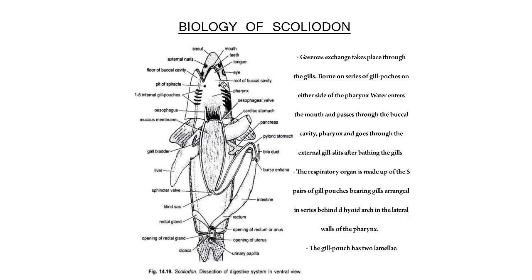So you will see that from the mouth, it moves into the buccal cavity, which is the floor of the buccal cavity, then into the what? Into the pharynx, and this leads to the what? To the pair of gill pouches. And the gill pouches are found behind the hyoid arch in the lateral wall of the pharynx, and each has two lamellae. Now, what you have to note is that gills are used for respiration. This is how the water moves from the mouth to the buccal cavity, from the buccal cavity to the pharynx, and goes through the external gills then back to the gills itself. And this is how gaseous exchange occurs.